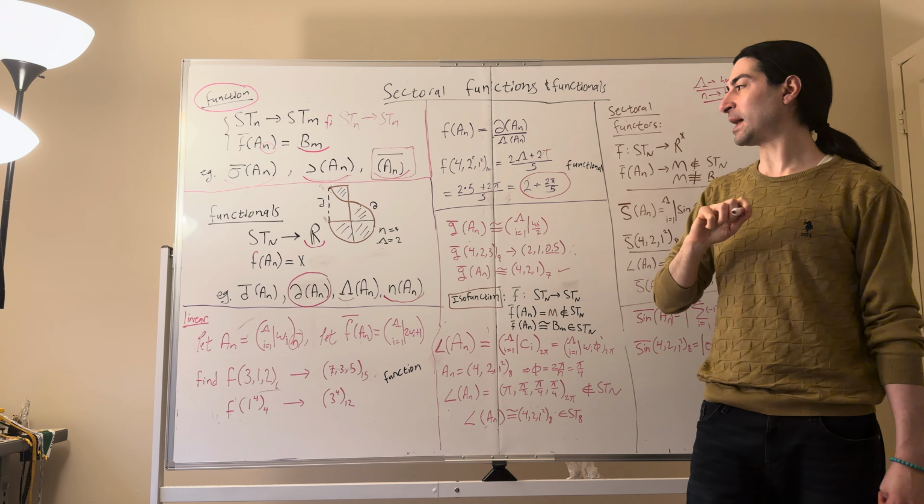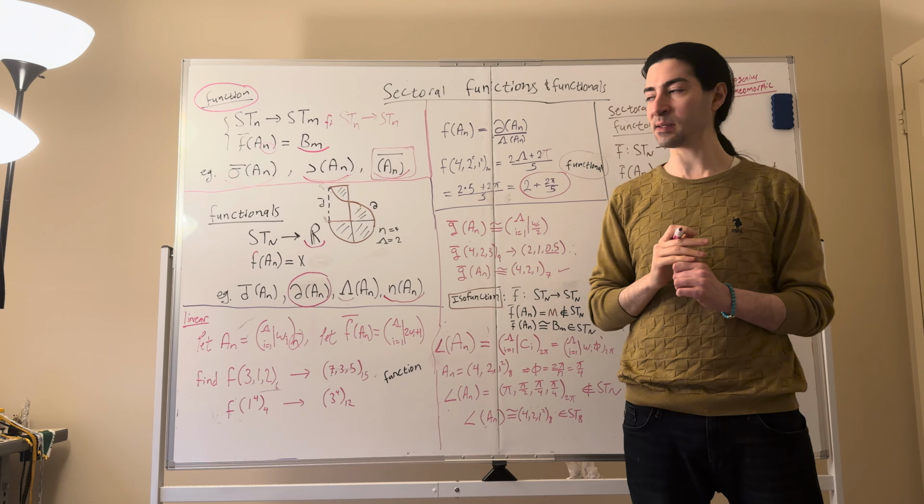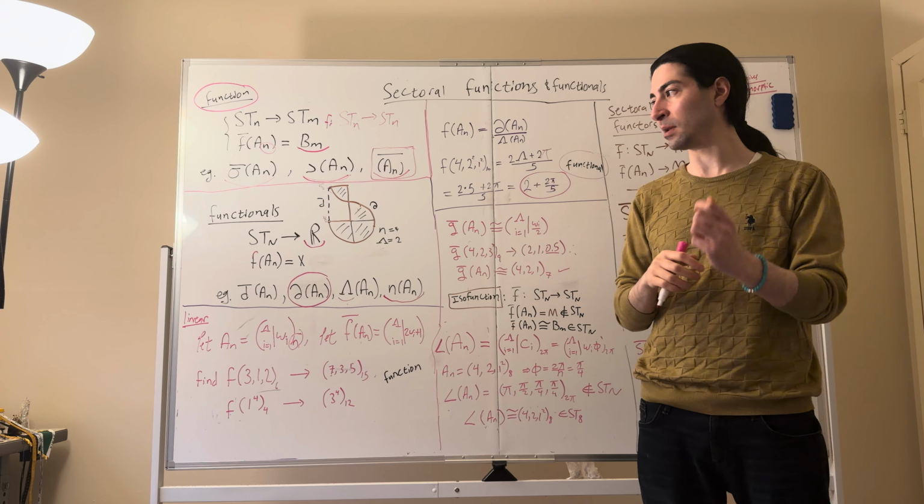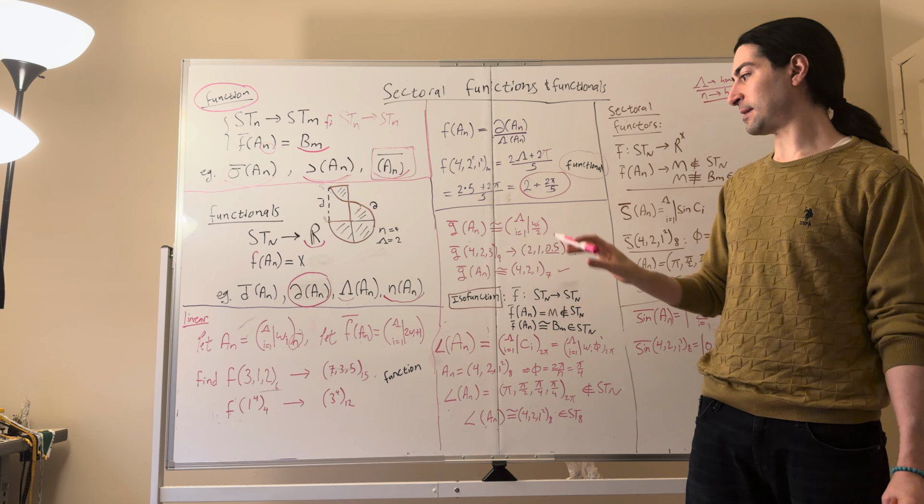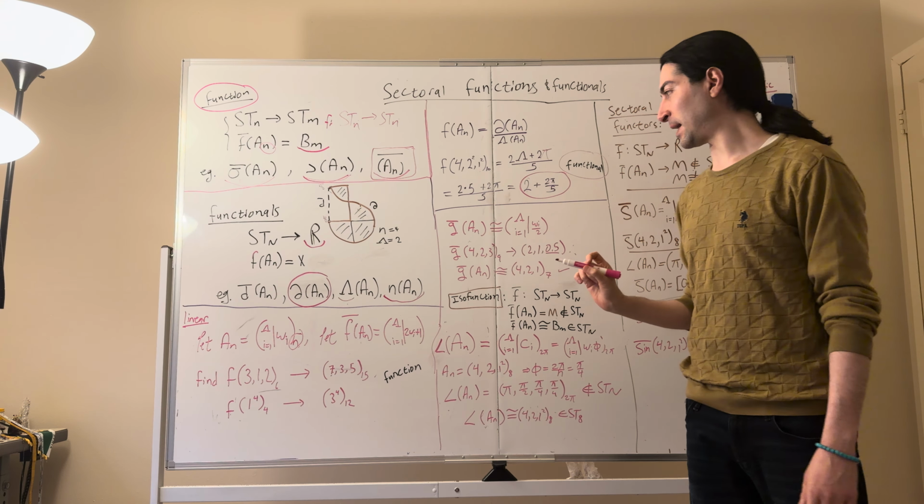Now, when we're talking about functionals, it doesn't really make sense to talk about homogeneous or homeomorphic, because the result is a single number. So we would call this type functionals. Now let's look at another interesting example.